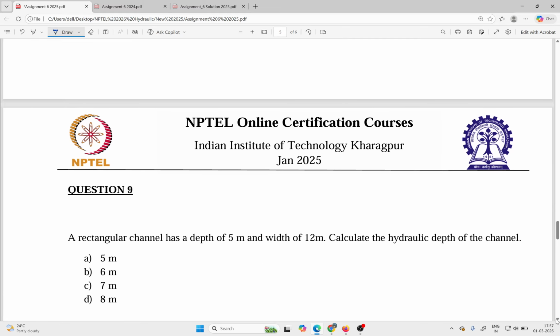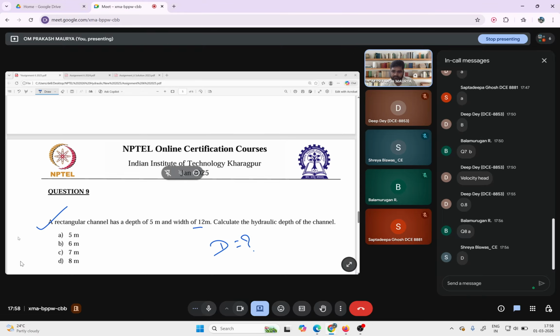Next: a rectangular channel has a depth 5 meter and width 12 meter. Calculate the hydraulic depth of the channel. So here you need to calculate the hydraulic depth. The rectangular channel has the depth 5 meter and the width 12 meter. Please try to write your answer here.